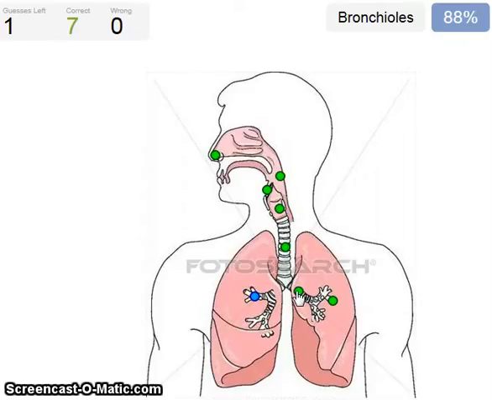When air is breathed in, it travels through the nasal cavity, past the larynx and down through the trachea, then into the lungs. The trachea splits into the left and right bronchus, which extends into the left and right lungs. Each bronchus is subdivided into even smaller bronchioles.